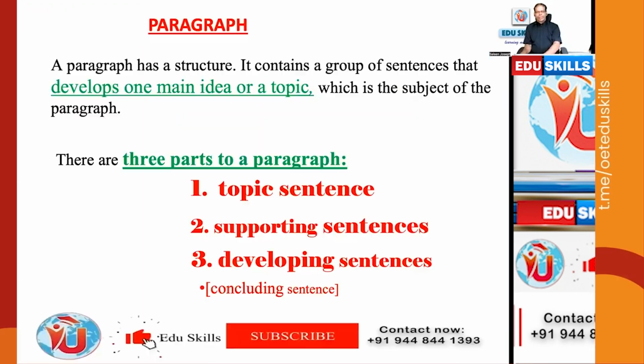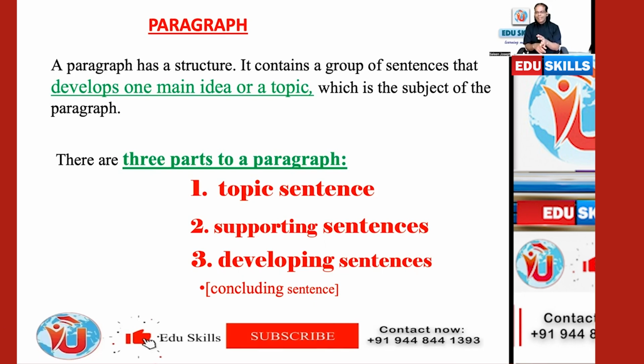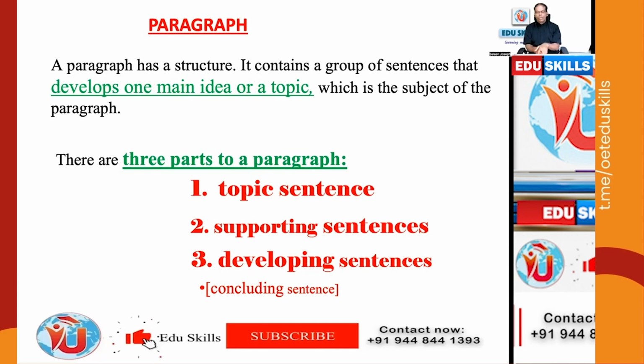Topic sentence, we will just deal with that. See, a paragraph contains a group of sentences that develops one main idea or topic. There are three parts to a paragraph: topic sentence, supporting sentences, and developing sentences. But for IELTS, TOEFL, and other exams, you have one more sentence called the concluding sentence. You will have four. If you need clarity, go to the EduSkills YouTube channel, and you will find two videos.